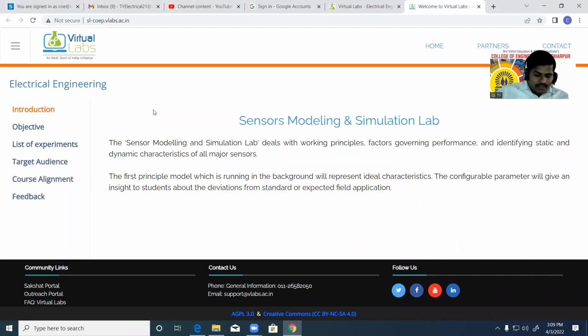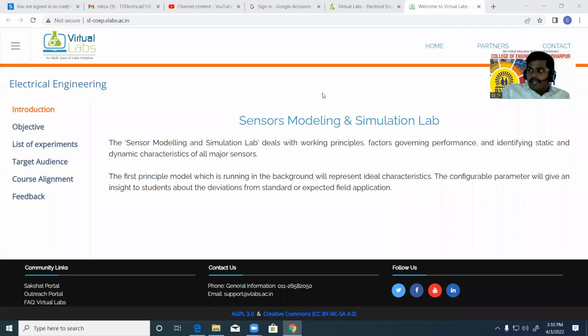So, in the previous practical, we have discussed the introduction of our sensors and application lab. We are conducting this experiment by using the virtual lab and by using Tinkercad software.